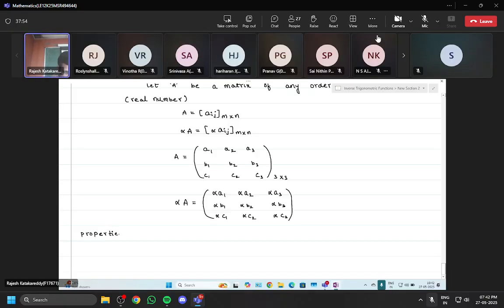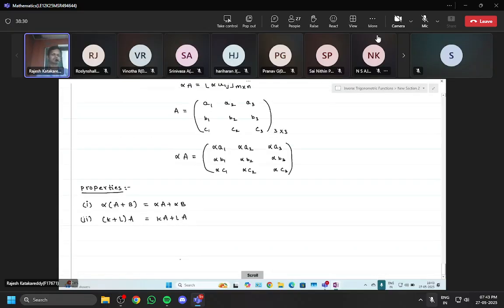Here, we should learn the basic properties of scalar multiplication. Scalar multiplication is distributive over addition. Alpha into A plus B is equal to alpha A plus alpha B. I can also say k plus L into matrix A is equal to k into A plus L into A. Small alphabets are scalars, capital alphabets are matrices.